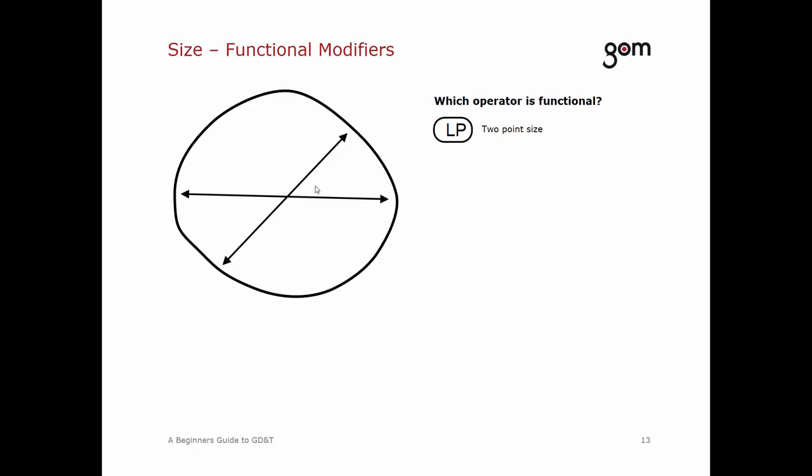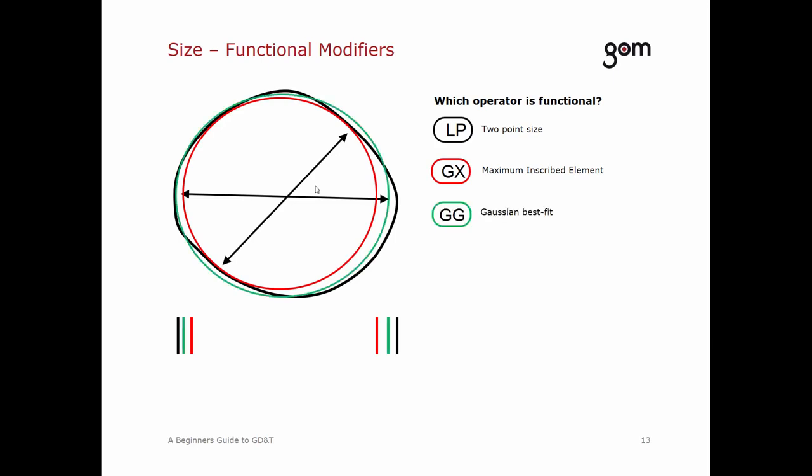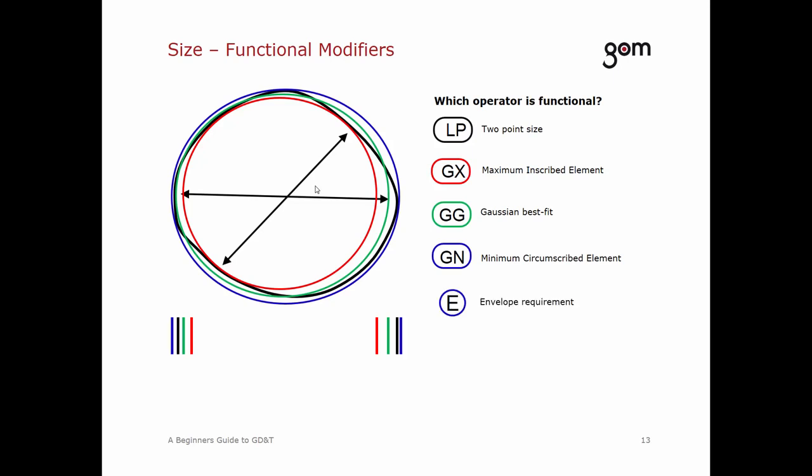You may also calculate the maximum inscribed cylinder, or a Gaussian best fit, or a minimum circumscribed cylinder, or the envelope requirement, which is the same. You can see that different modifiers lead to different results, and the modifier should be chosen according to their functional purpose. If there is no modifier on the drawing, the LP is supposed to be used as a default. If any other modifier is explicitly mentioned, then this modifier overrules the LP.